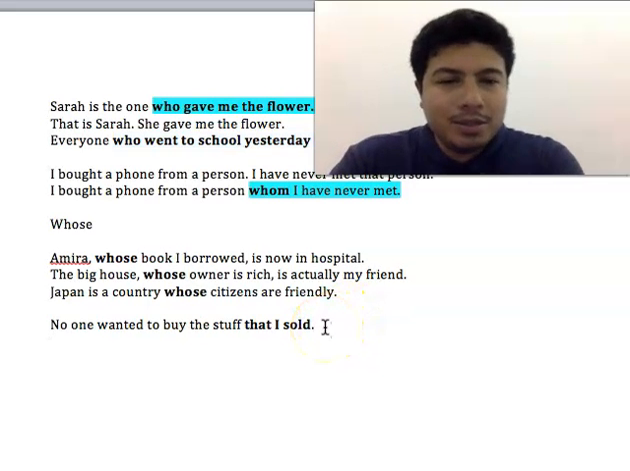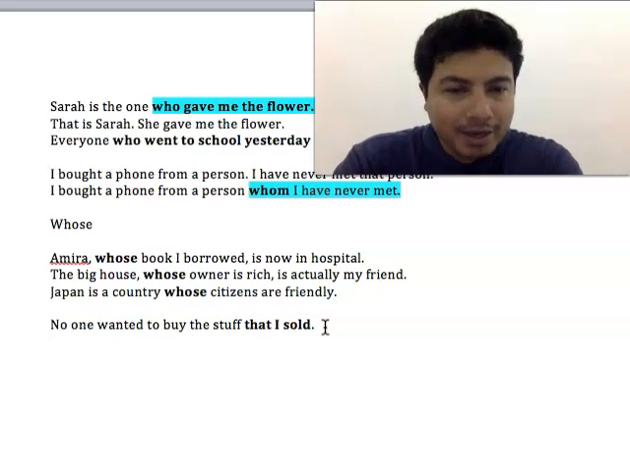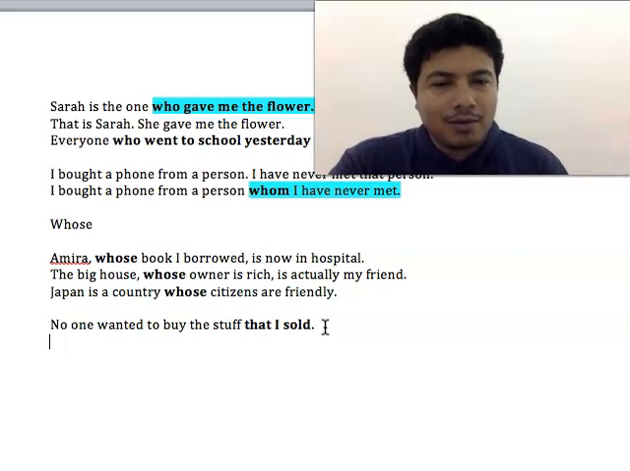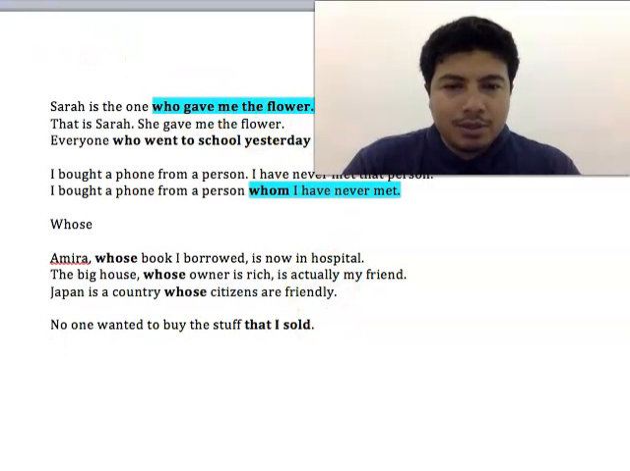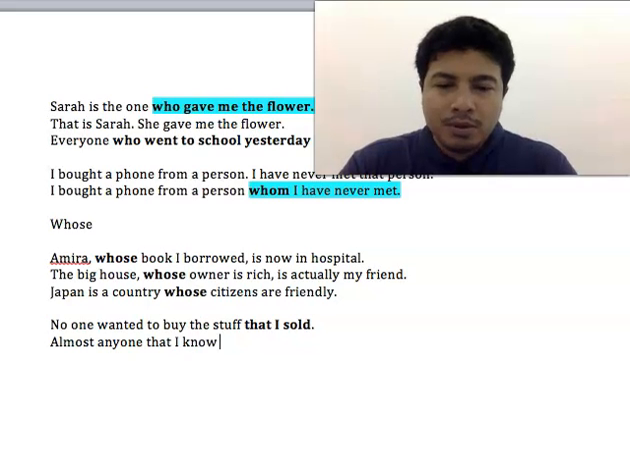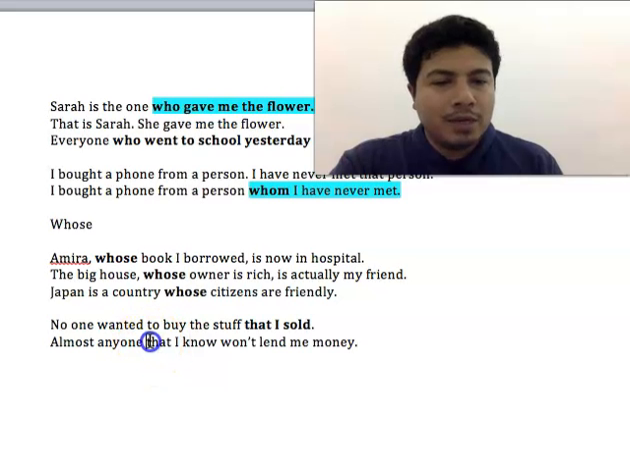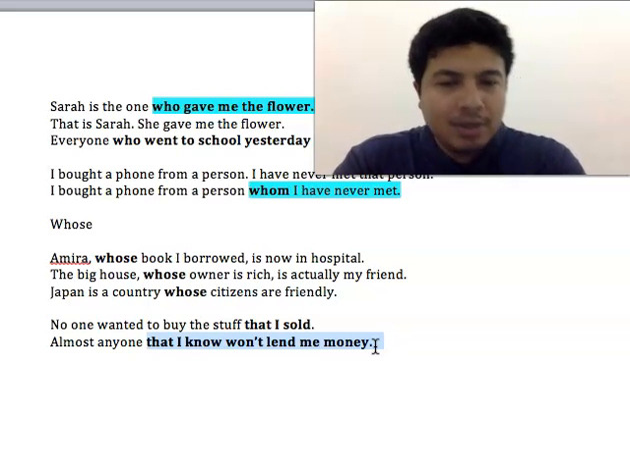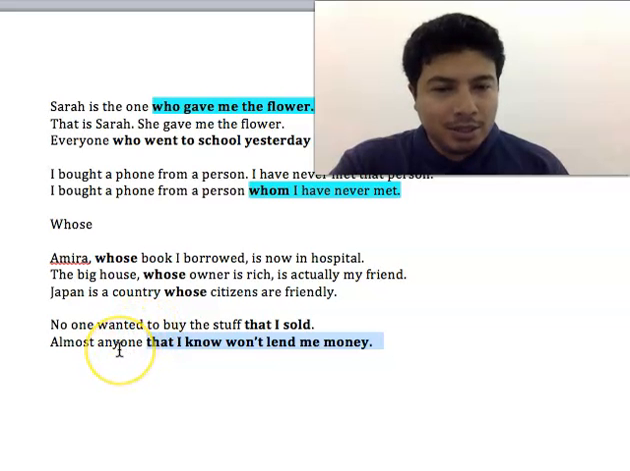So there are many adjective clauses that you can use with that. So that can be used for things, can also be used for people. What else can you think of? What kind of sentence, adjective clause, can you create with that? Another example is you can say almost anyone that I know won't lend me money. So that I know won't lend me money is the adjective clause. And that refers to anyone here.